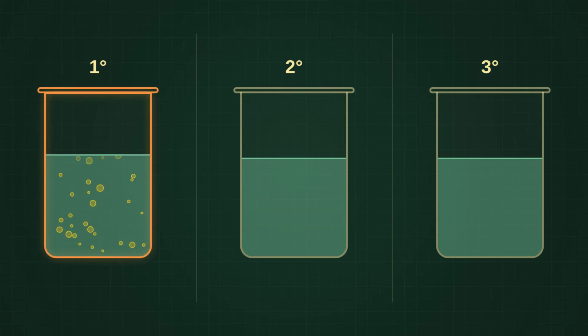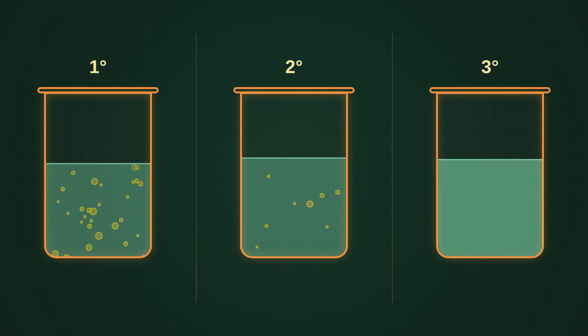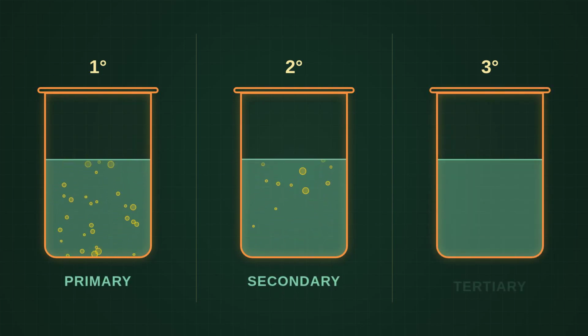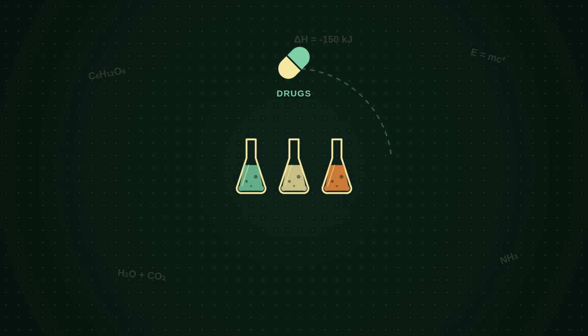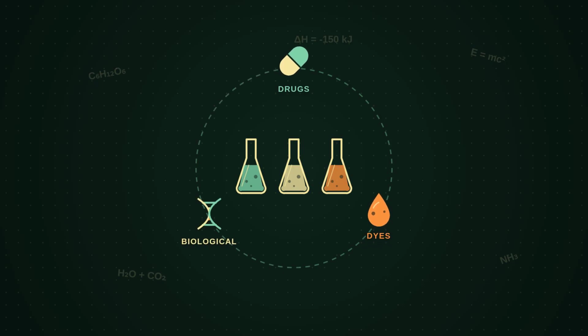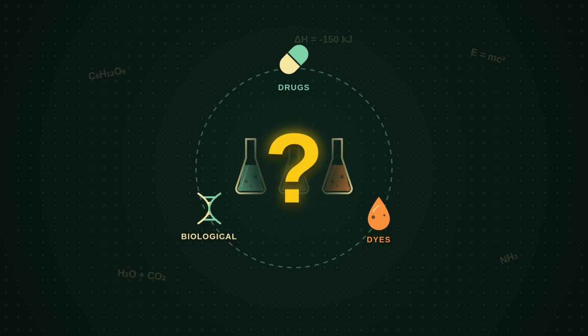One might react vigorously with a reagent, while the second reacts slowly and the third doesn't react at all. These are primary, secondary, and tertiary amines. The distinction between them isn't just a matter of academic labeling. It's a pillar of organic chemistry that dictates how drugs are synthesized, how dyes are created, and how biological systems function. But here's the puzzle. If they all look and smell the same, how do we actually tell them apart in the lab?